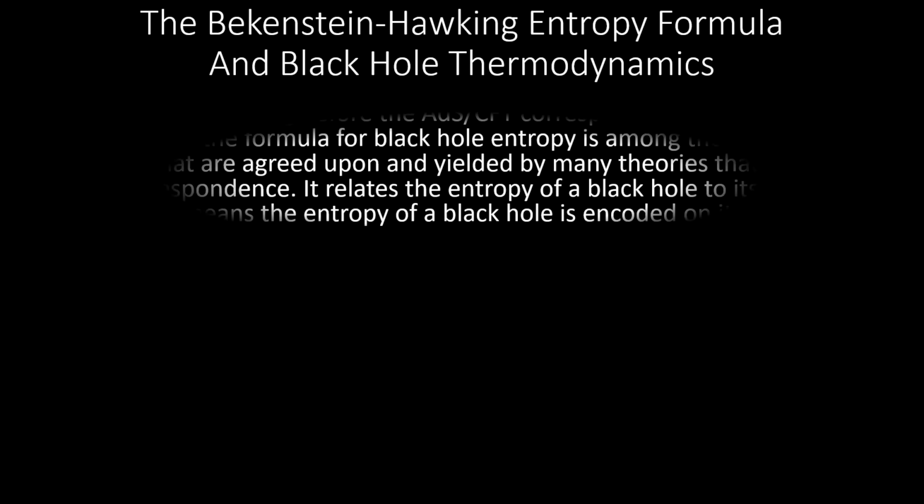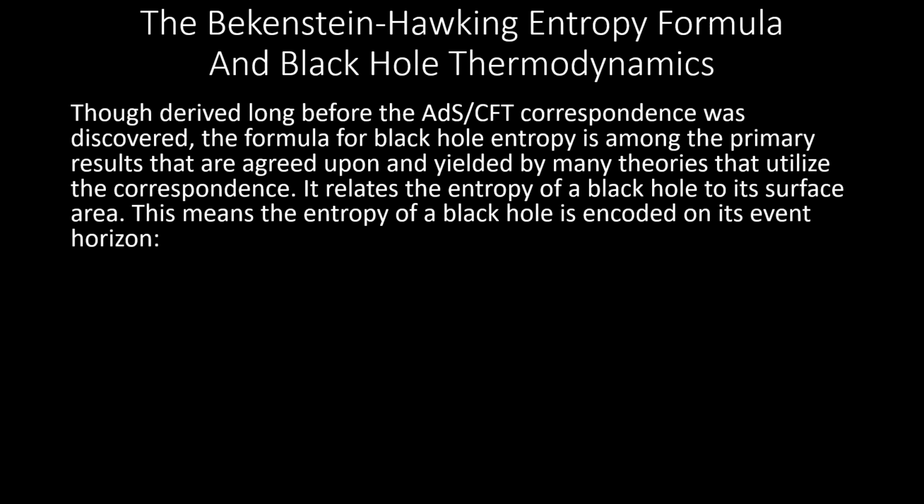And real quickly, we'll consider the Bekenstein-Hawking entropy formula in black hole thermodynamics. Though derived long before the AdS/CFT correspondence was discovered or even conceived in any type of way, the formula for black hole entropy is among the primary results that are agreed upon and yielded by many theories that utilize the correspondence anyway. It relates the entropy of a black hole to its surface area. This means the entropy of a black hole is encoded on its event horizon. That's step one of what we need to realize to understand a connection with the correspondence.